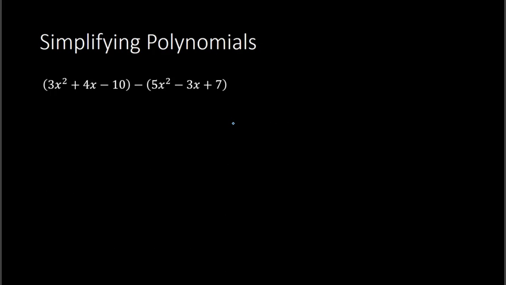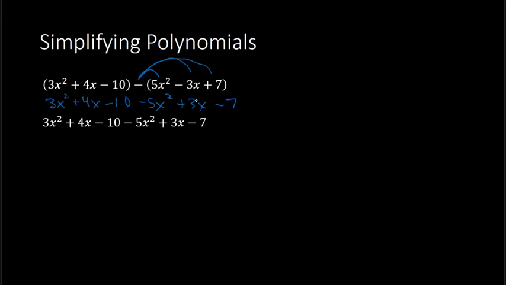Now be careful when you're subtracting polynomials, because you're subtracting everything inside. So we have here the 3x squared plus 4x minus 10. That can stay there. But then you're subtracting a 5x squared. You're subtracting a negative 3x. So when you subtract a negative, that becomes a positive 3x. And then subtract a 7 as well. So that becomes a minus 7. So be careful that you are distributing that negative to every part within the parentheses.